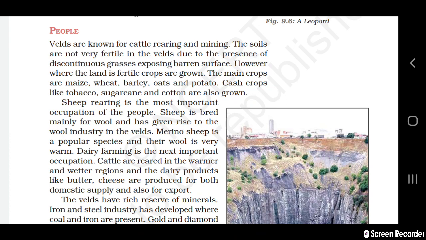The main crops they grow are maize, wheat, barley, oats, and potatoes. Cash crops like tobacco, sugarcane, and cotton are also grown in those places.